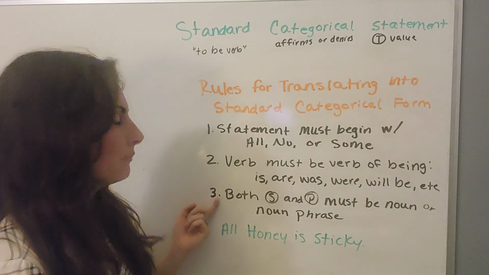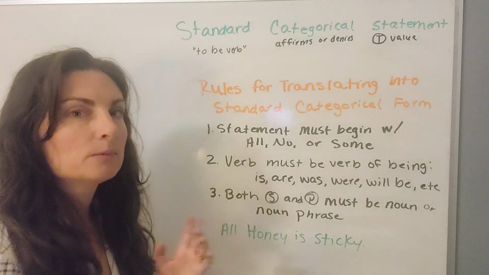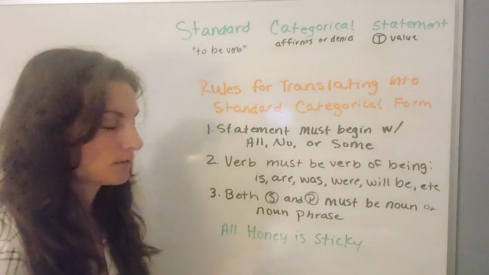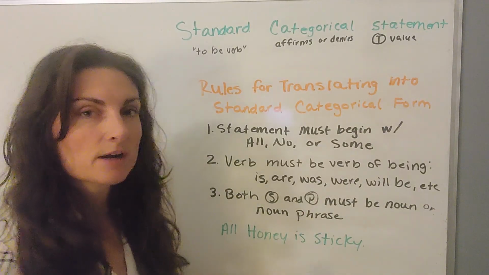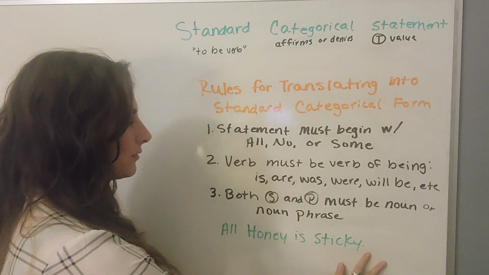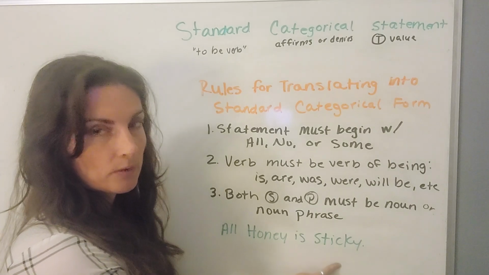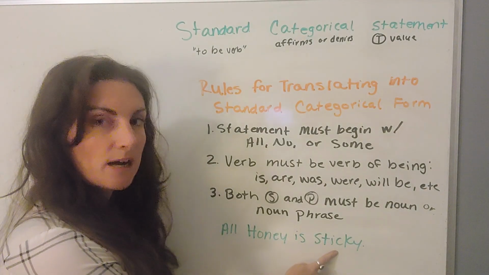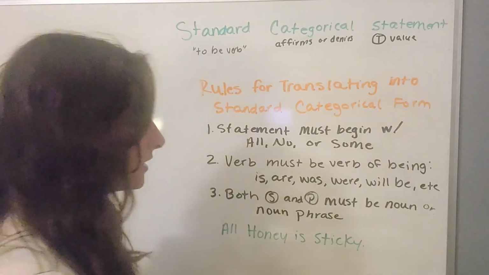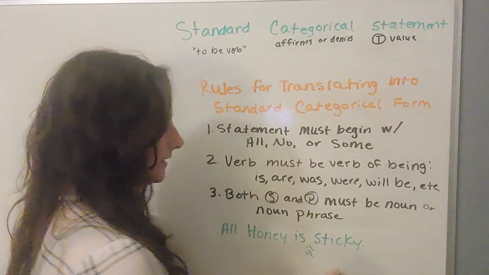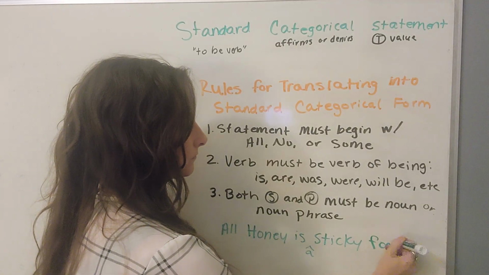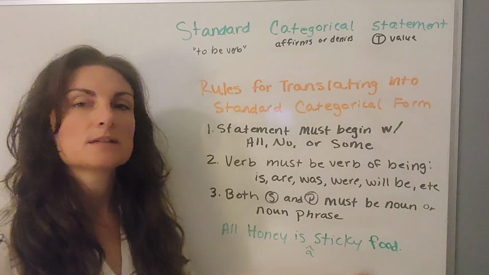Number 3, both the subject and the predicate have to be a noun or a noun phrase. So if it's not, you have to turn it into one, and we looked at that in the other lesson. So here's an example when it's not. Again, we did talk about this, but here's another example if it's just an adjective. All honey is sticky. We would have to add a noun. So what we could do is add a to make it make sense, and add food. All honey is a sticky food.